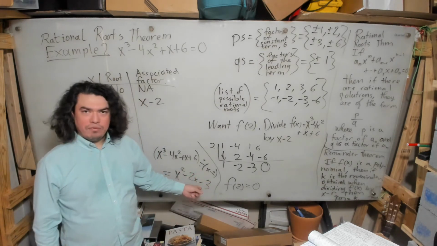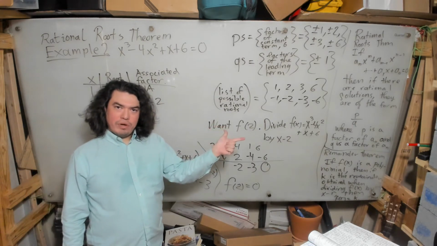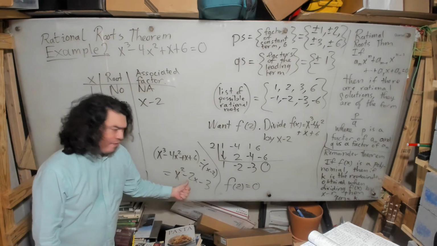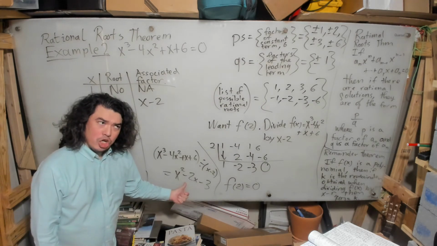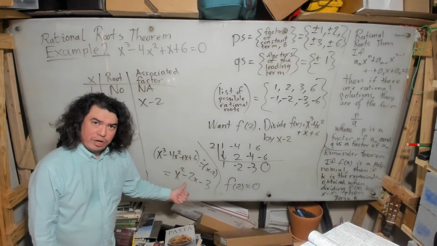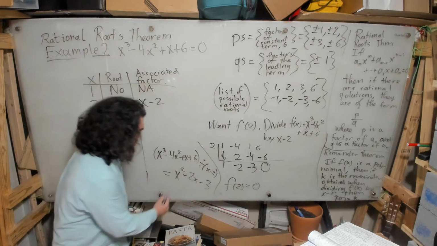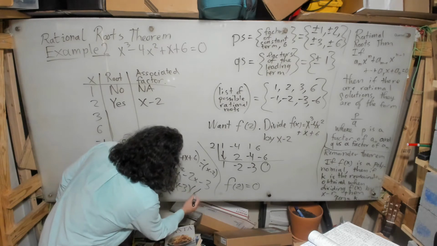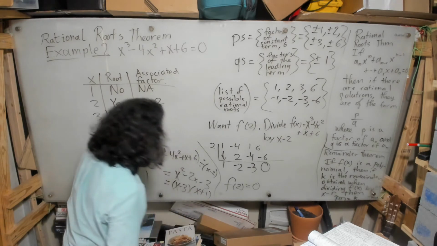So if it's going to be negative 3, it'll either be positive 1 times negative 3, or negative 1 times positive 3. If I add those, I can see that -3 and +1 add to give me -2. So I can see that this factors as x minus 3 times x plus 1, like this.